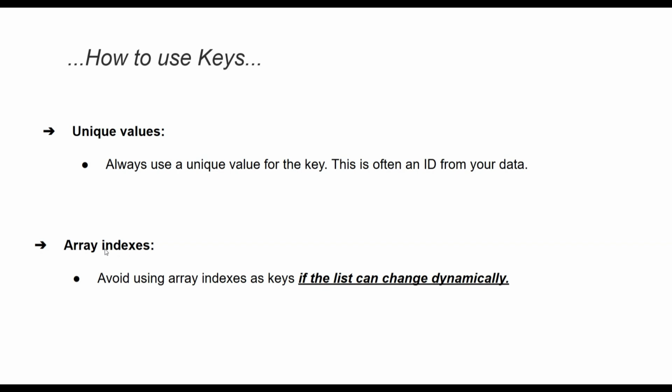And also, we should try to avoid using array indices. Now, why should we avoid array indices? It is because, for a list that is changing dynamically, using the index of the array as a key can lead to some issues. So when we notice that the list can change dynamically, we should avoid using the index of the array. Instead, we should use the ID of the item itself as a key.